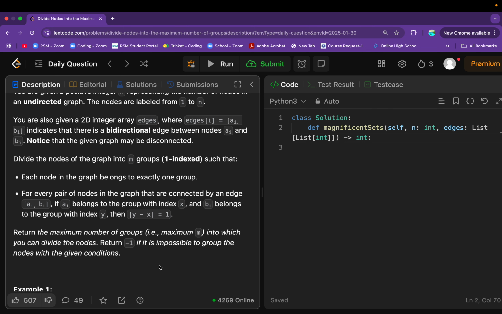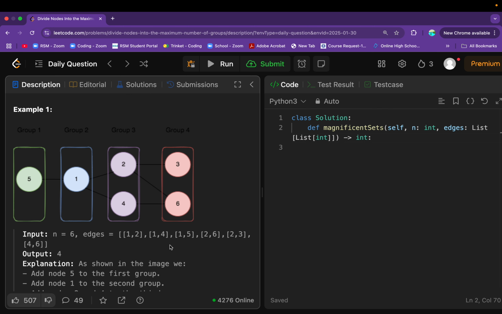We need to return the maximum number of groups, basically maximizing m, into which we can divide the nodes. And we need to return -1 if it is impossible to group the nodes under these conditions. Each node belongs to exactly one group, and for every pair of nodes connected by an edge, with a in group x and b in group y, the absolute difference of those two group values, y minus x, should be 1.